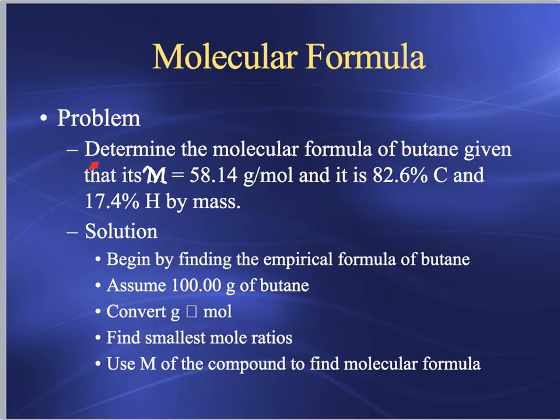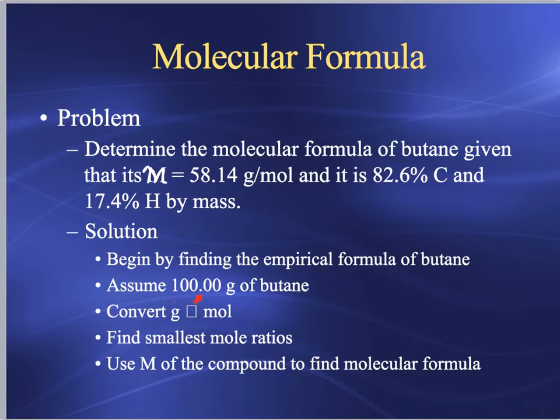So the molecular formula is going to be what it actually is. So here's an example problem. Determine the molecular formula of butane given that its molar mass is 58.14 grams per mole and it is 82.6% carbon and 17.4% hydrogen by mass. So it's actually going to be solved pretty much the same way as empirical formulas with one step at the end. Our solution is going to begin by finding the empirical formula of butane.